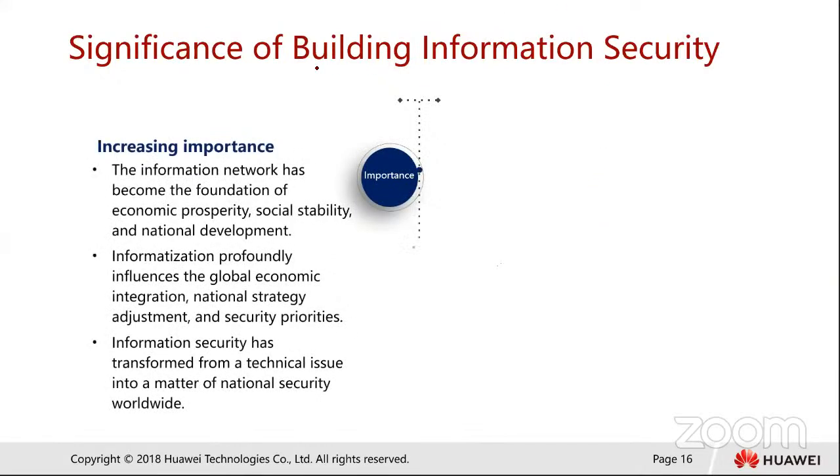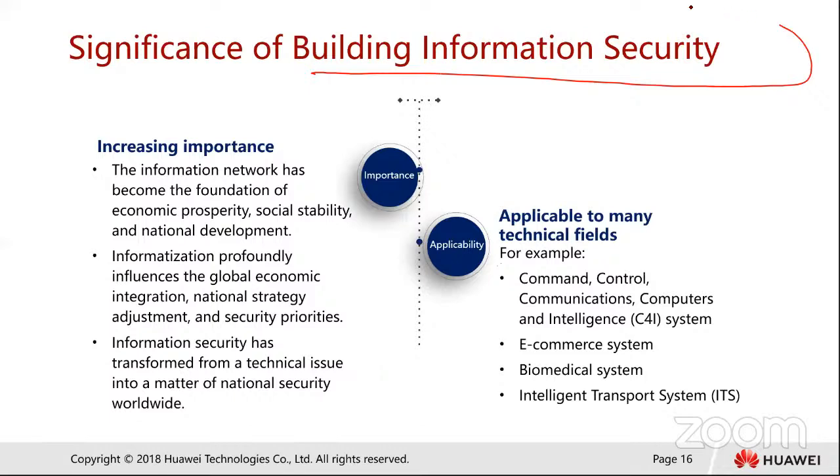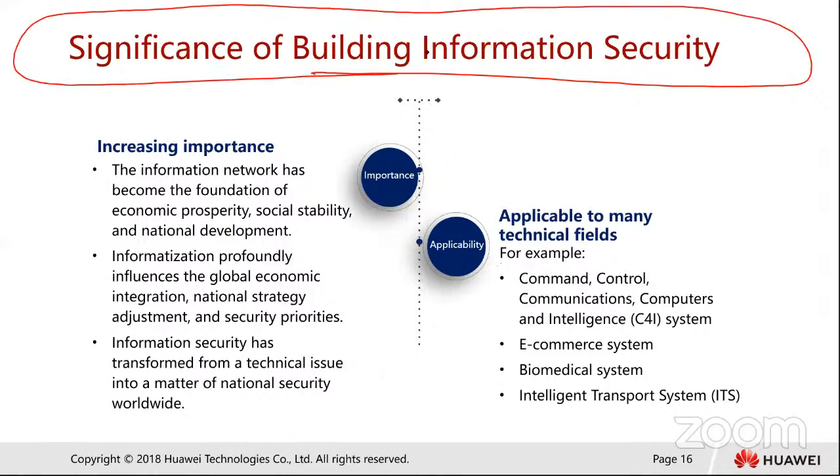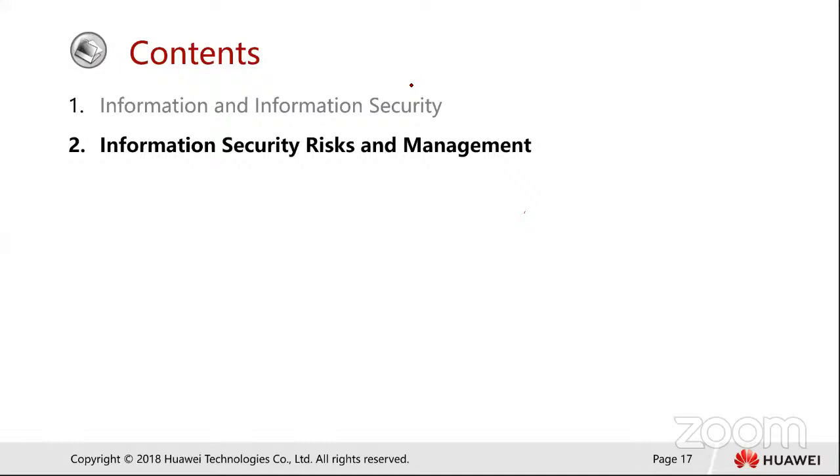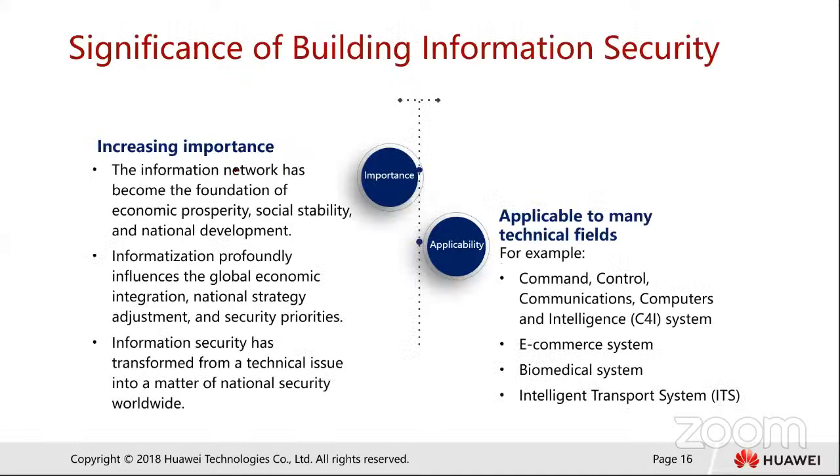So let us look at the significance of building information security. One, the importance is that information networks have become the foundation of economic prosperity. We all agree businesses thrive on information, processing information, and putting that information forward. Social stability also relies on information networks, and even national development itself relies on information and statistics and data. So information profoundly influences the global economic integration, national strategy adjustments, and security policies.